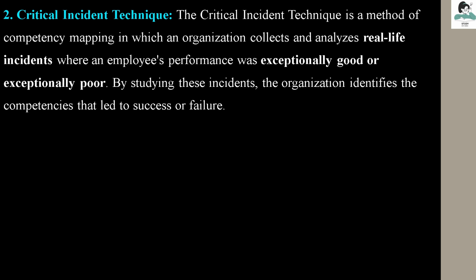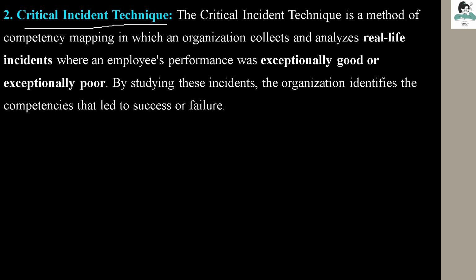Now, let's move on to the second method of competency mapping, which is called the critical incident technique. First, let us understand the word critical incident. A critical incident means a situation where an employee performs exceptionally good or exceptionally bad.